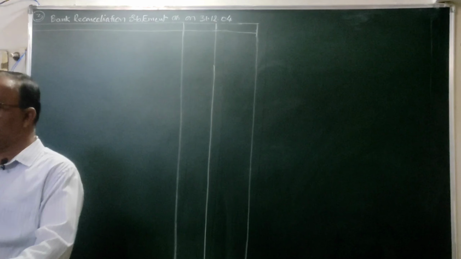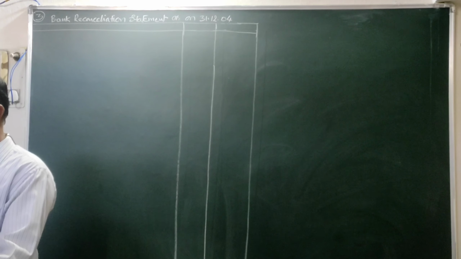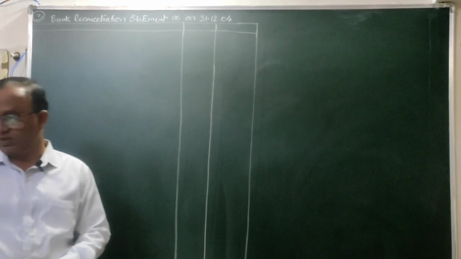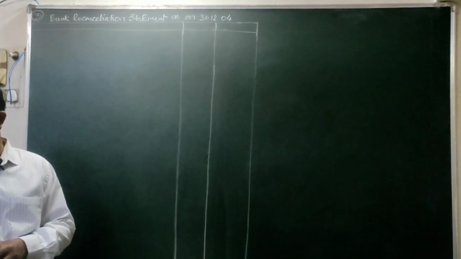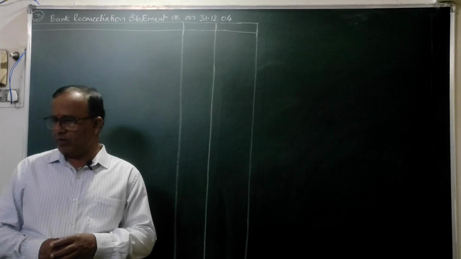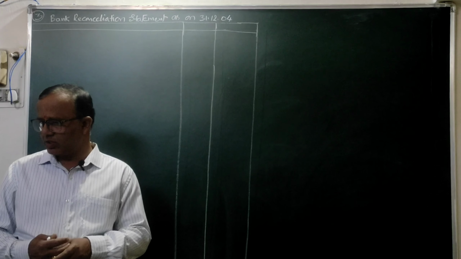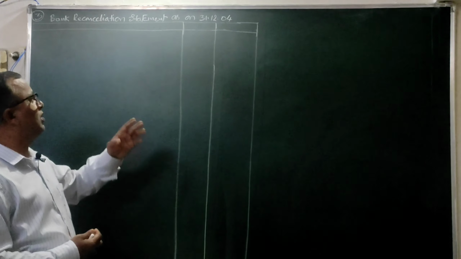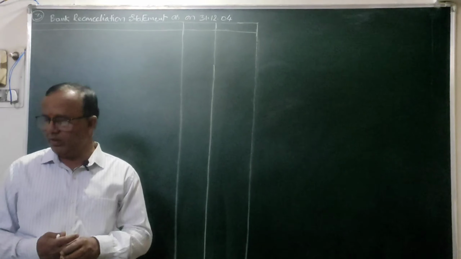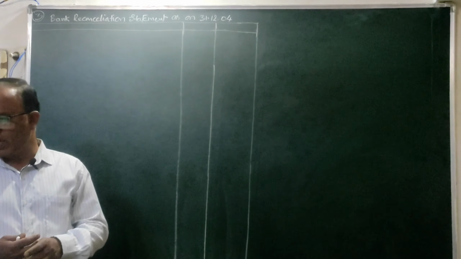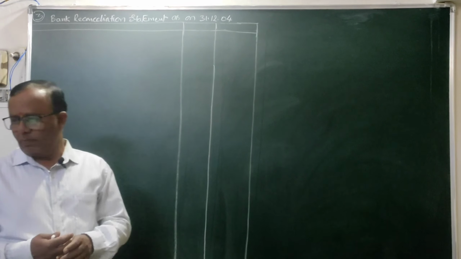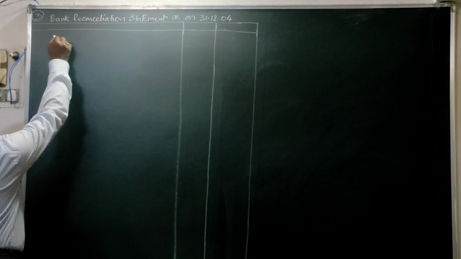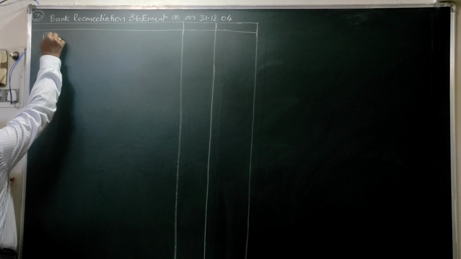So the third problem reads something like this: bank balance as per passbook he has given. See, we are doing prepare from the following bank reconciliation statement as on 31st December 2014. So on 31st December 2014 we are preparing BRS. So what it says, bank balance as per passbook. Okay, so let's take bank balance as per passbook.